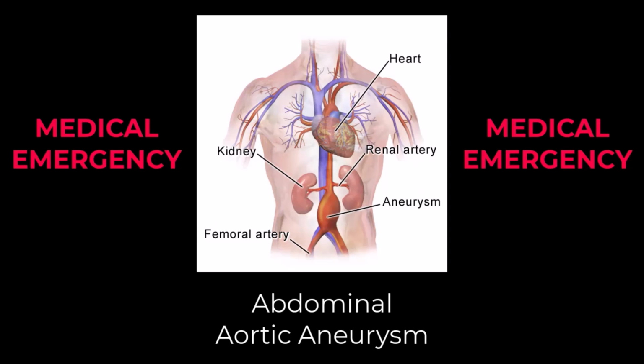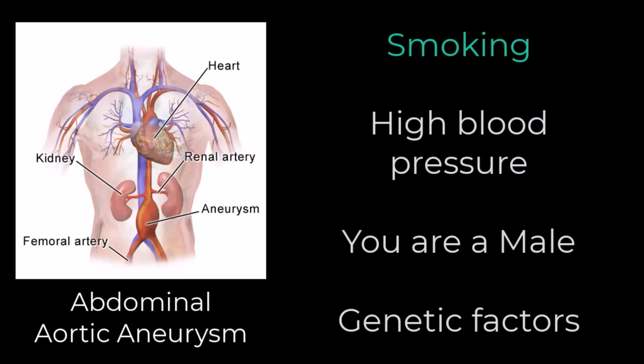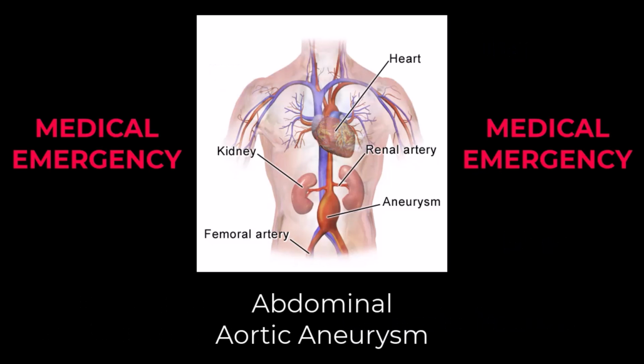Causes. The exact cause of an aneurysm is unknown. It occurs due to weakness in the wall of the artery. Factors that can increase your risk of having this problem include smoking, high blood pressure, being male, and genetic factors. An abdominal aortic aneurysm is most often seen in males over age 60 who have one or more risk factors. The larger the aneurysm, the more likely it is to break open or tear. This can be life-threatening.